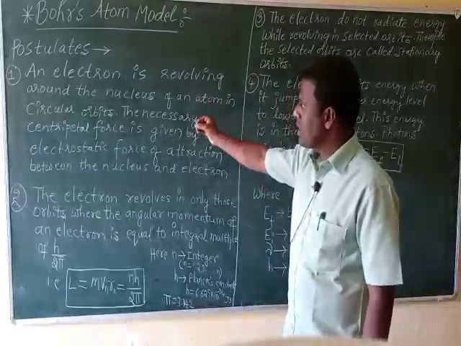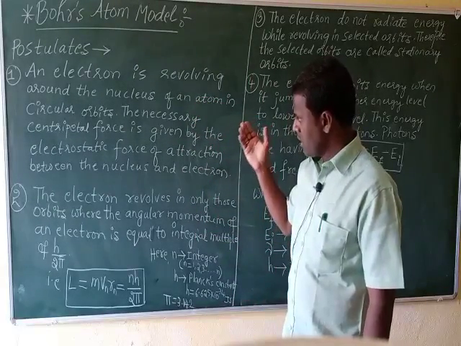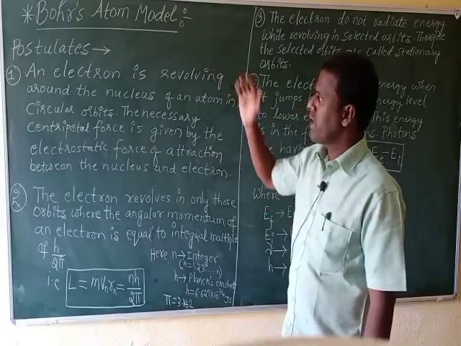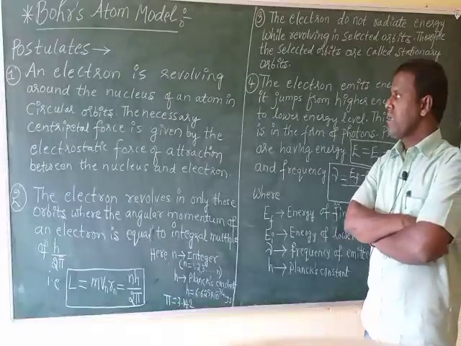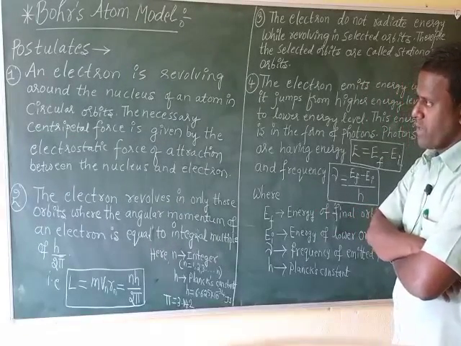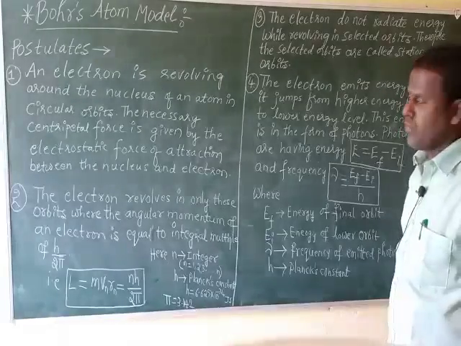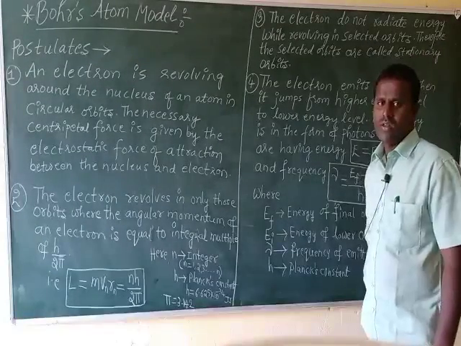So that is giving the nuclear centripetal force, right? That electrostatic force of attraction is giving the centripetal force. Therefore, an electron is revolving around the nucleus of an atom in circular orbits, and the necessary centripetal force is given by the electrostatic force of attraction between the nucleus and electron.